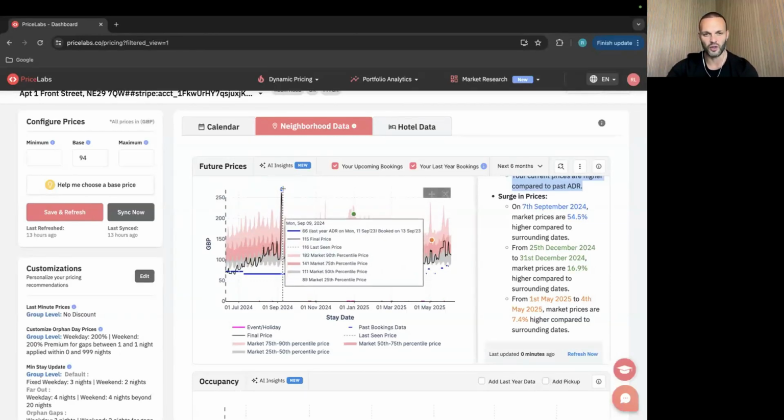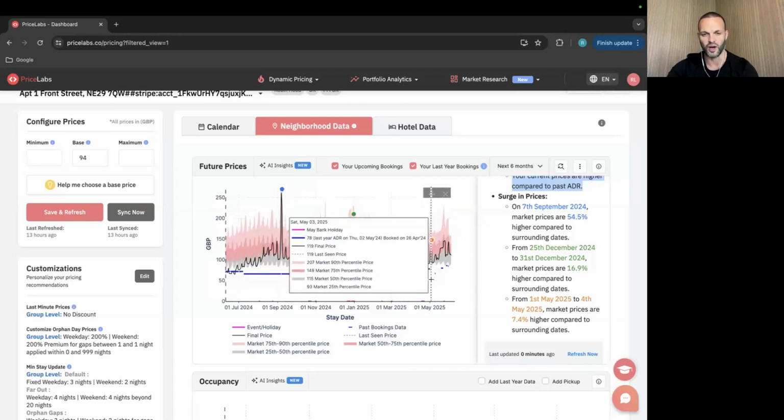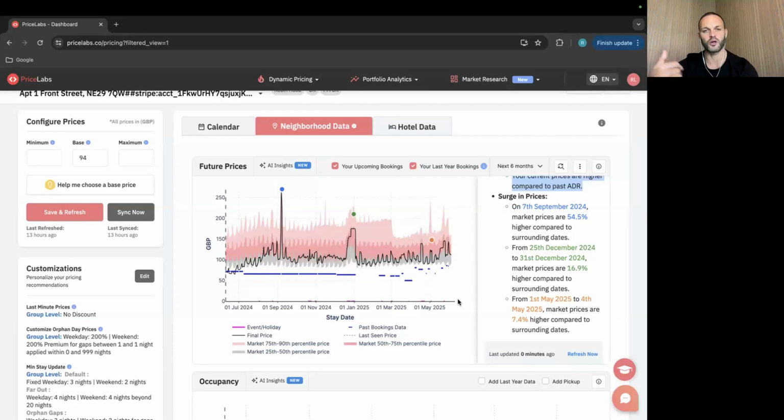And you can see here, you've got the blue dot, you've got the green dot, and you've got the orange dot. You can see here, it's pulling out these trends. So it gives you just a quick snapshot as to what you can do.